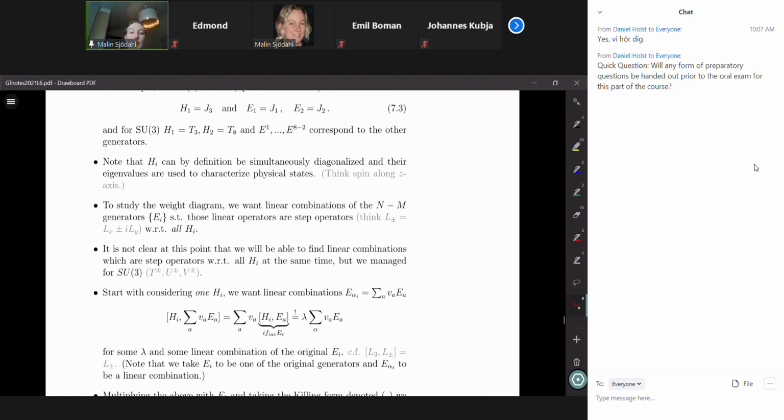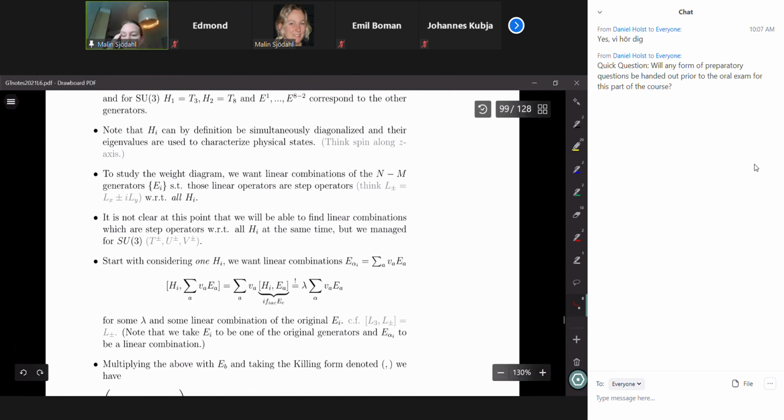But we did actually manage in the case of SU(3), because we saw that the T plus minus, U plus minus, and V plus minus were simultaneous step operators for both T3 and T8 at the same time. So that worked.